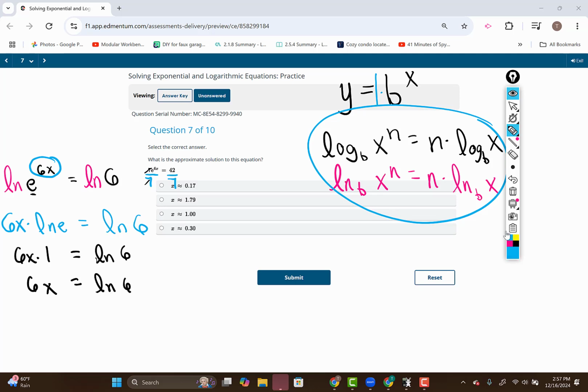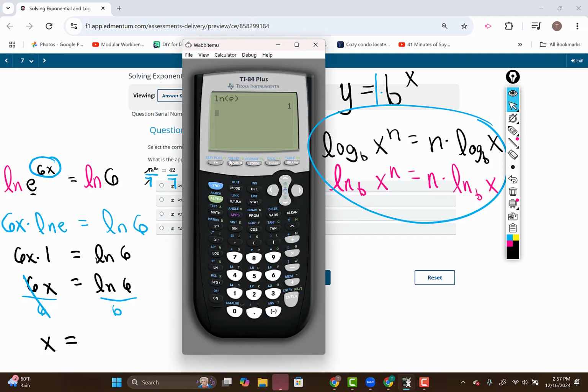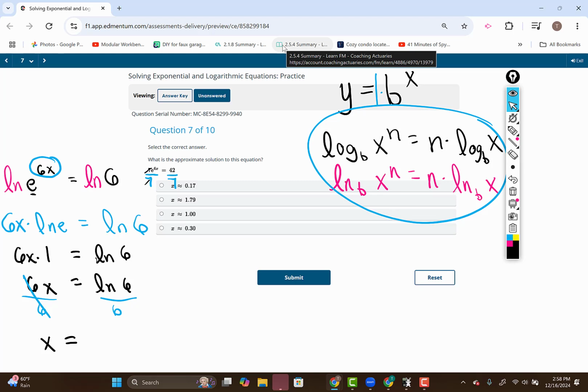And then our final step to solve for x, divide both sides by 6. And then x is going to equal whatever the natural log of 6 divided by 6 is. When in doubt, put it in the calculator. So natural log of 6, close the parenthesis, divided by 6, 0.2986. 0.2986 rounds up to 0.30.